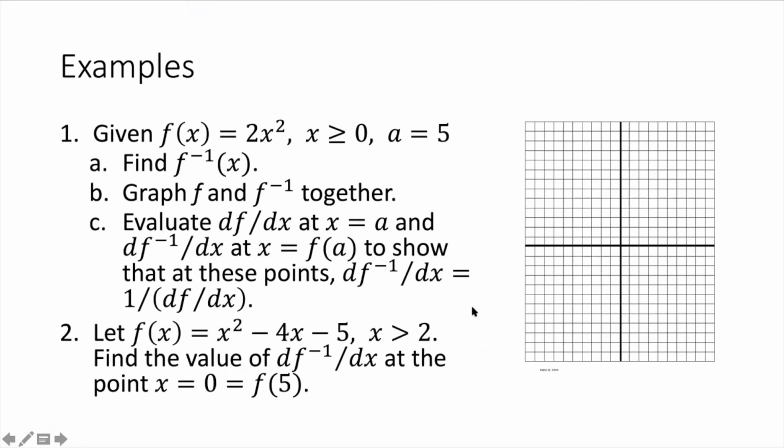All right, example 2. Let f of x equal x squared minus 4x minus 5 for x greater than 2. We want to find the value of the derivative of f inverse with respect to x at the point x equals 0, which happens to be f of 5, okay? So the great thing about the inverse function theorem is that it allows you to find the derivative of an inverse function without actually finding the inverse function.